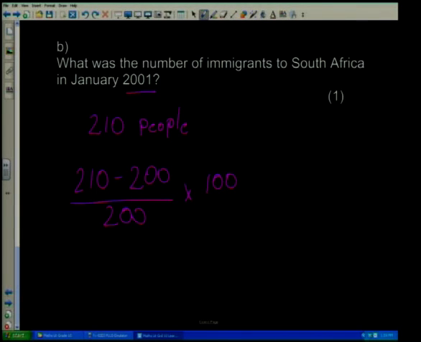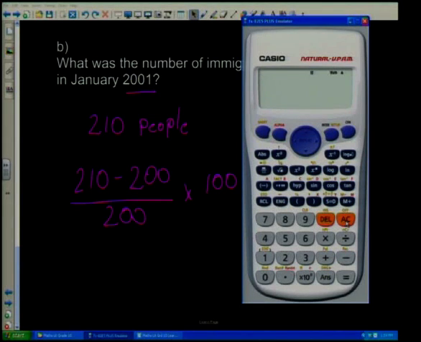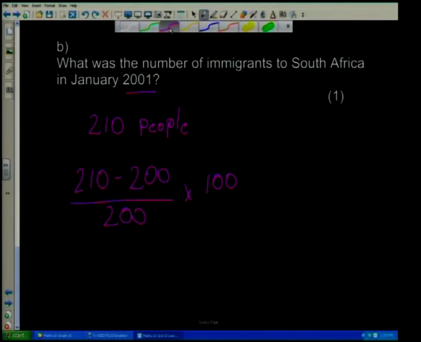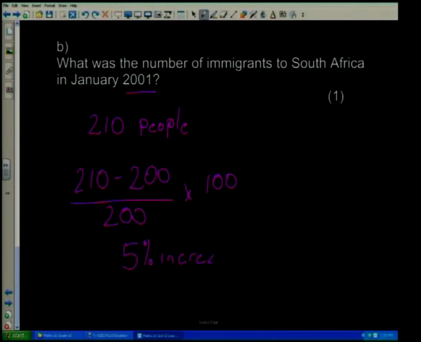Just on the side, while we're doing this, let's work out our percentage. So it's 210 minus 200. That gives me my change. So I'm looking at 10 different. There were 10 more. I'm going to divide it by my original, and then take that answer and times by 100 to get a percentage, and I see that I've got a 5% increase. 5% increase from one year to the other.